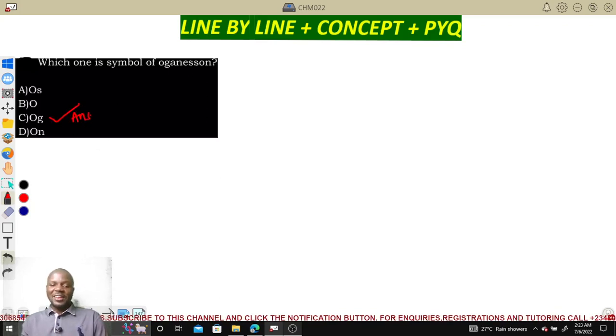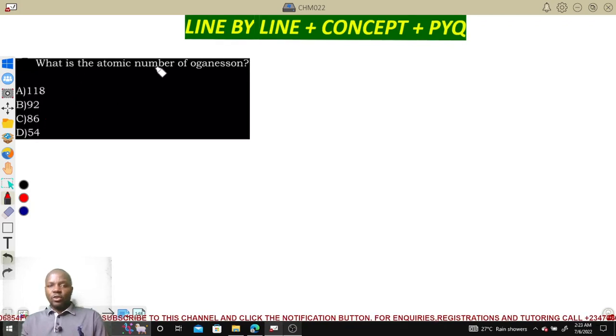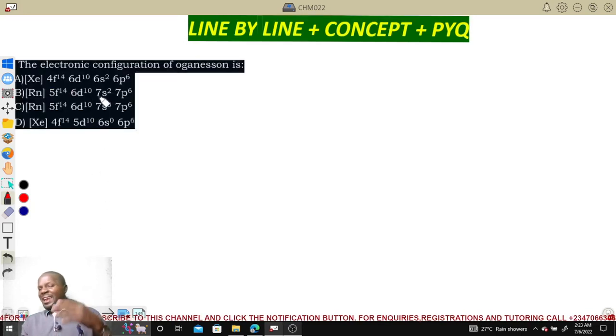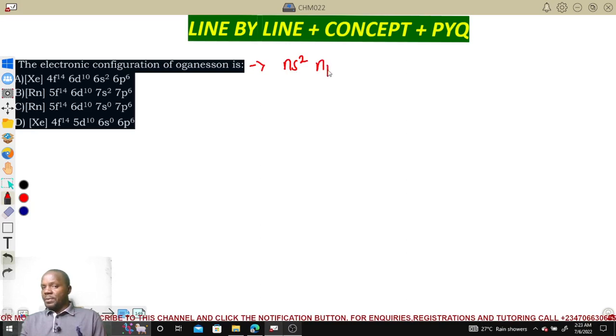The next question is, what is the atomic number of oganesson? The last member of group 18 should be what? 118. It is in the 7th period. ns2 np6 is the general configuration. Those are the things you need to keep in mind. Next one is the electronic configuration of oganesson. The general configuration is it must end with ns2 np6.